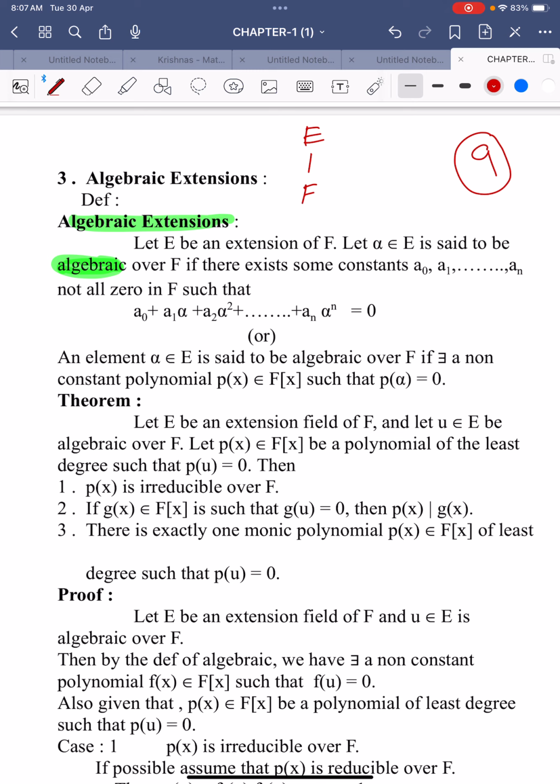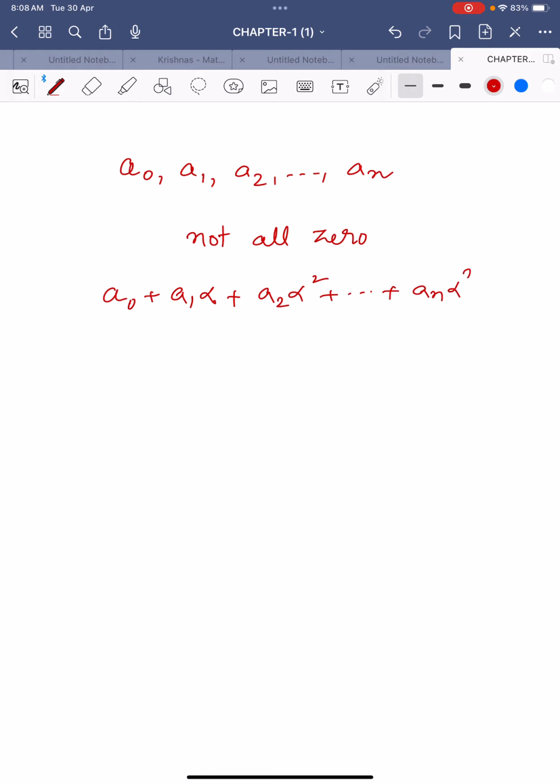An element alpha belongs to the extension field capital E, that may lie in F or may not lie in capital F, is said to be algebraic over the field capital F if there exist some constants a0, a1, a2, and so on, an, remember that, not all 0, such that they satisfy one condition: a0 plus a1 alpha plus a2 alpha square plus and so on plus an alpha power n is equal to 0. Then we say that the element alpha belonging to capital E is algebraic over capital F.